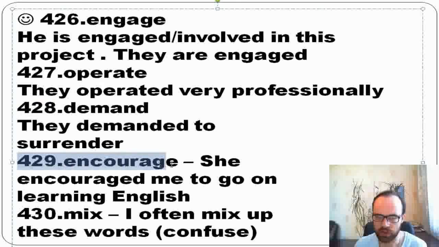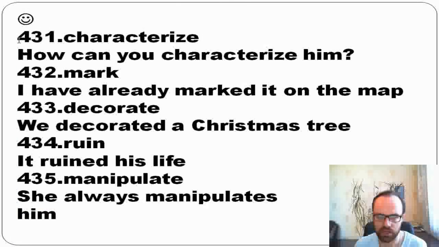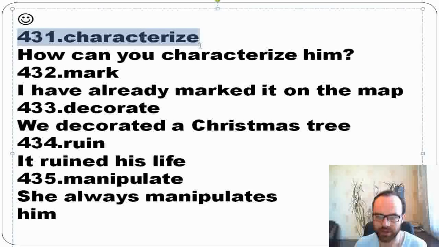Okay, so encourage. She encouraged me to go on learning English. Mix. I often mix up these words. I often confuse these words. Characterize. How can you characterize him? Mark. I have already marked it on the map. Decorate. We decorated a Christmas tree. Ruin. It ruined his life. Manipulate. She always manipulates him.